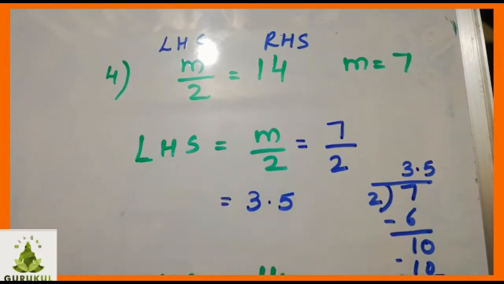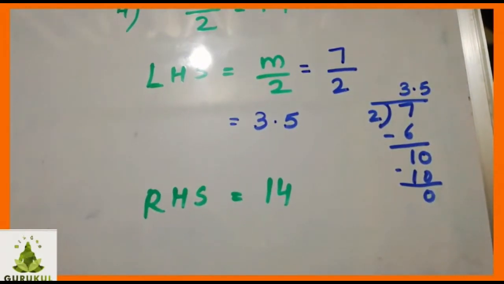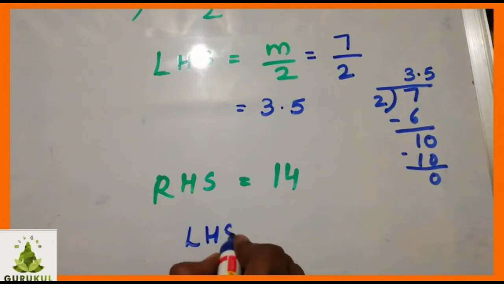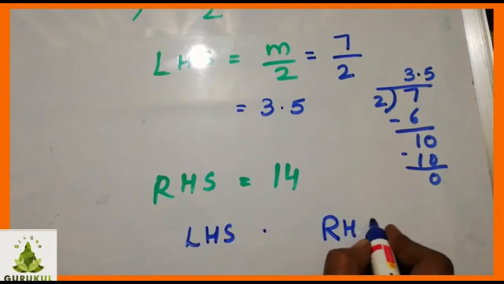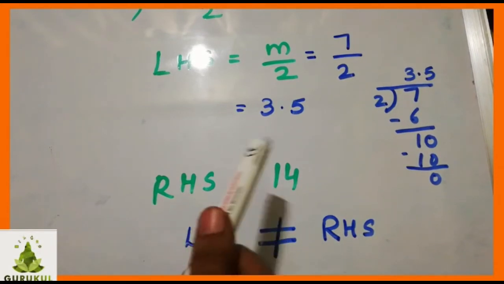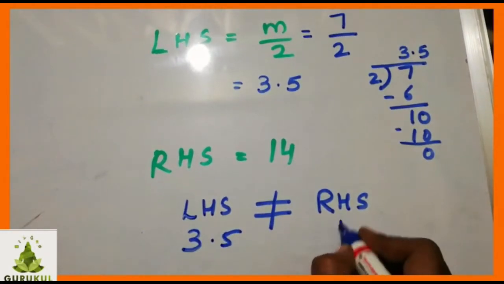Now what is the RHS in this equation? You see it is 14. Are LHS and RHS both equal? Check this now. Are both the sides equal? No. So LHS is not equal to RHS. Is it clear? On LHS I got 3.5 and on RHS I got 14. So they are not equal. 3.5 is not equal to 14.